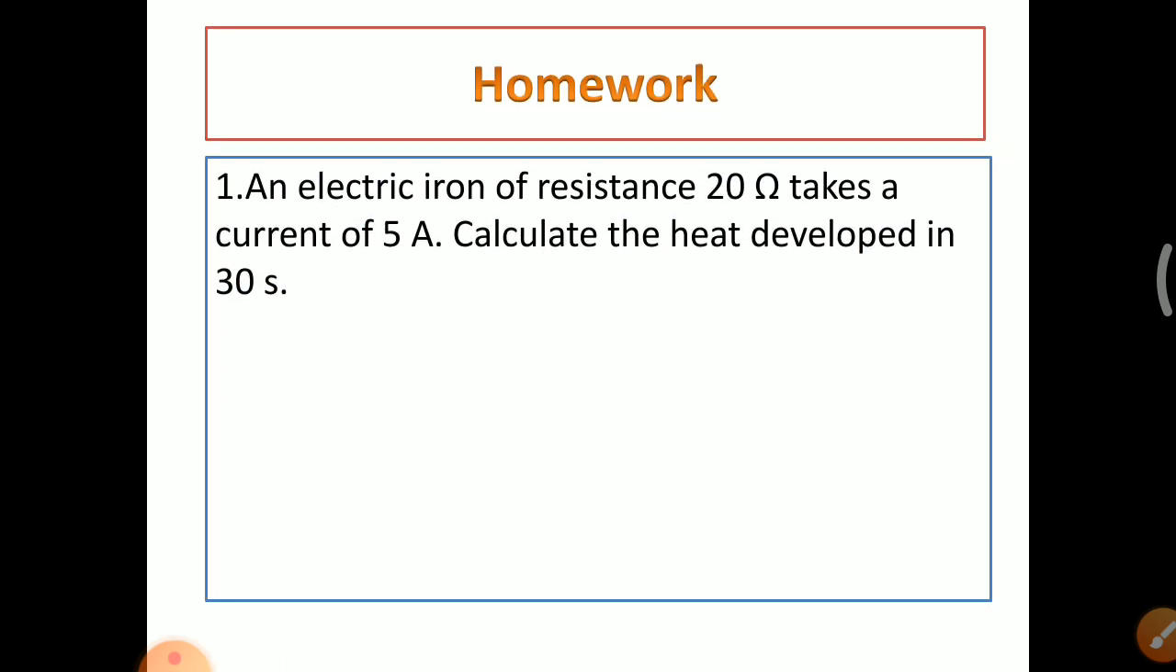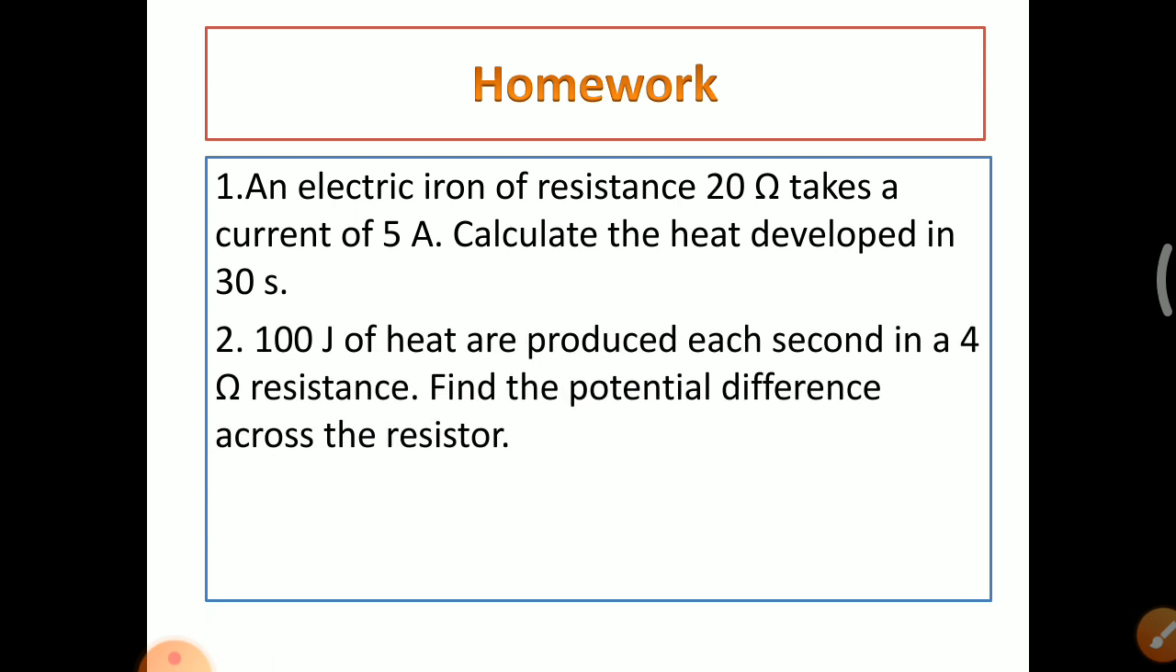This is a homework sum you have to do. An electric iron of resistance 20 ohm takes a current of 5 ampere. Calculate the heat developed in 30 seconds. The second question, 100 joule of heat is produced each second in a 4 ohm resistor. Find the potential difference across the resistor.